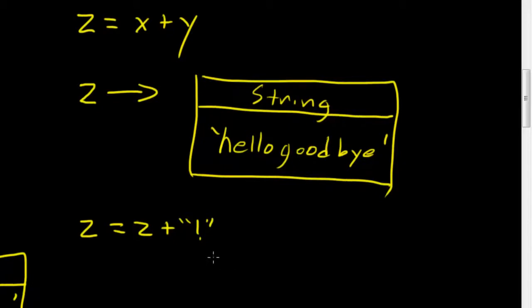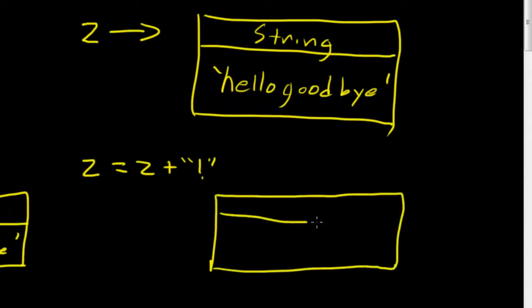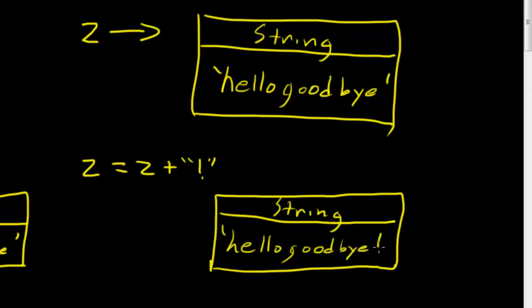What happens is we get a creation of a new string object. So we have a new string object being created, and this new string object will have the original string plus the exclamation point. So it would end up with something like this: hello, goodbye, and then the exclamation point, and then a single quote.